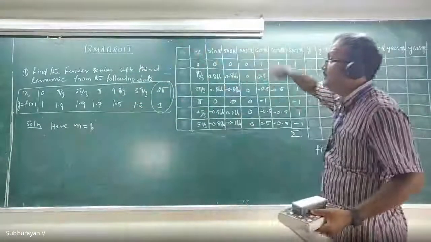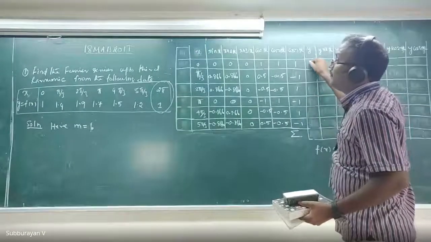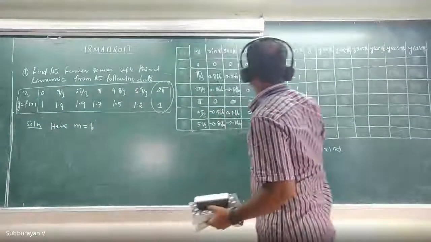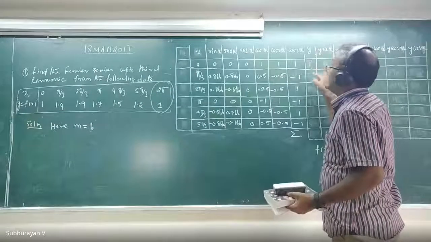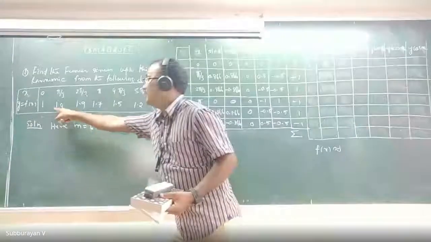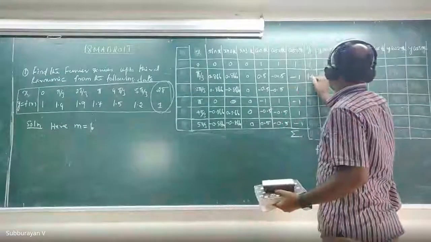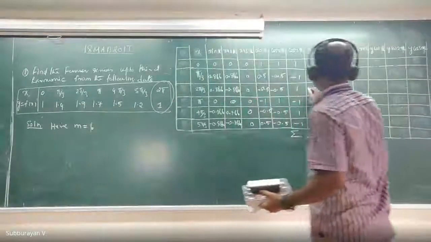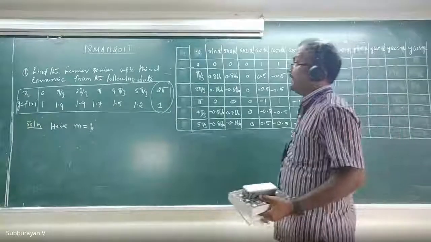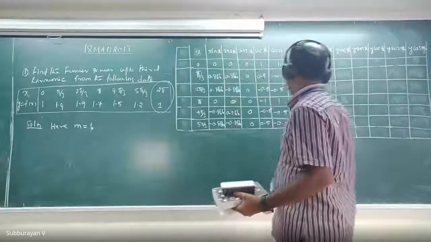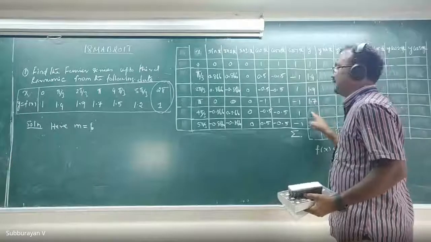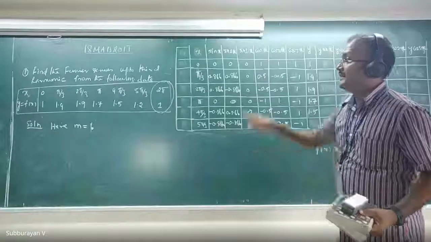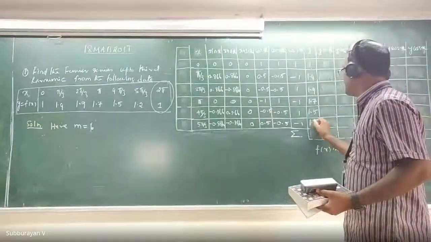First write it from 0. What is the value of y at x equal to 0? This is 1. At x equal to pi by 3, the value is 1.4. At x equal to 2 pi by 3, this is 1.9. At x equal to pi, the value of y is 1.7. At x equal to 4 pi by 3, this is 1.5. And at x equal to 5 pi by 3, this is 1.2.